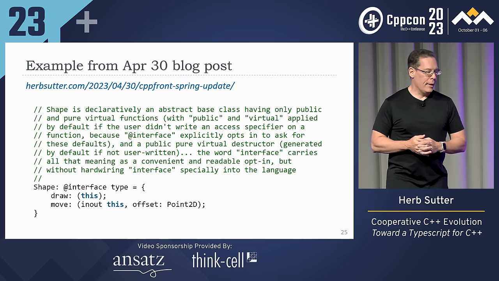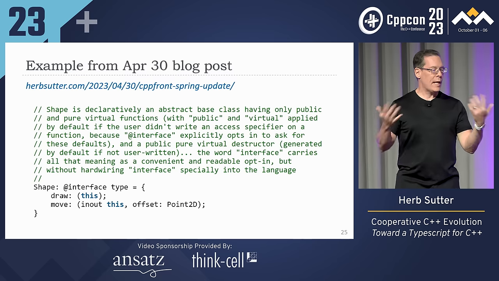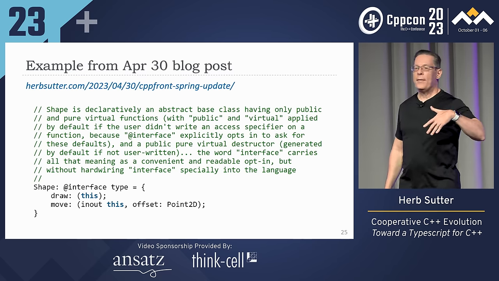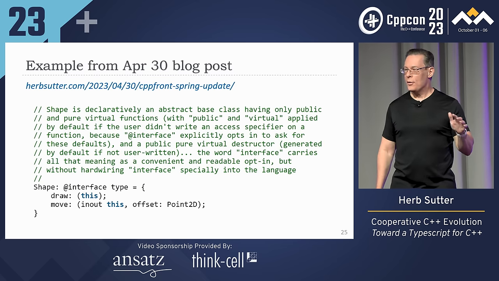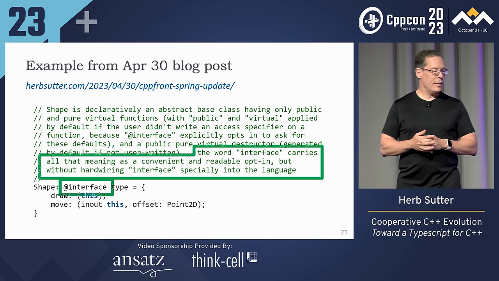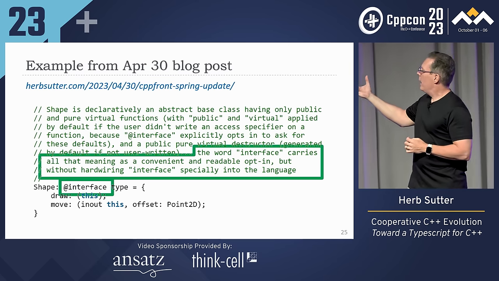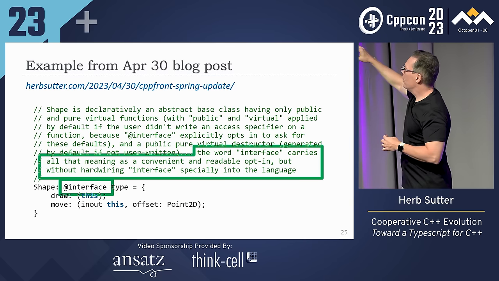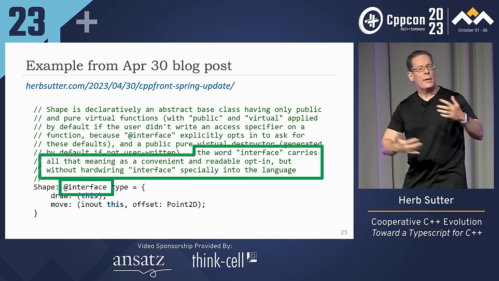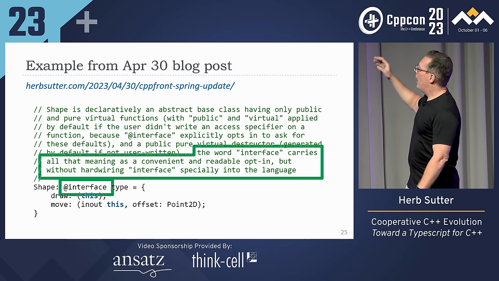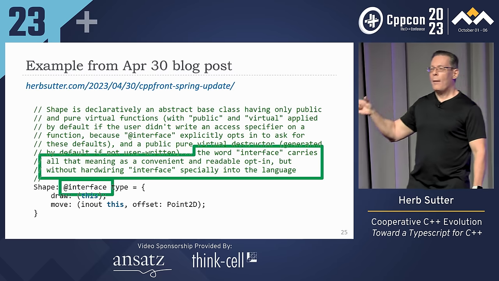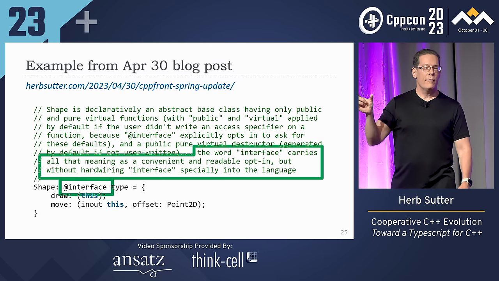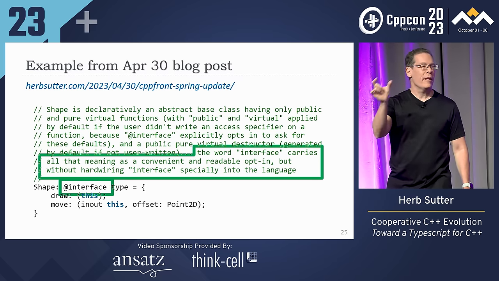So here's another example I gave that shows how to use it from my spring update blog post. And there's a lot of comment there about all the things that the meta function does for you. But the key part is this, that the word interface carries all that meaning above in that paragraph of text. Everything's public and virtual by default, no data members, et cetera. As a convenient and readable opt-in, all I needed to say was, run the interface meta function here. This is an interface type.